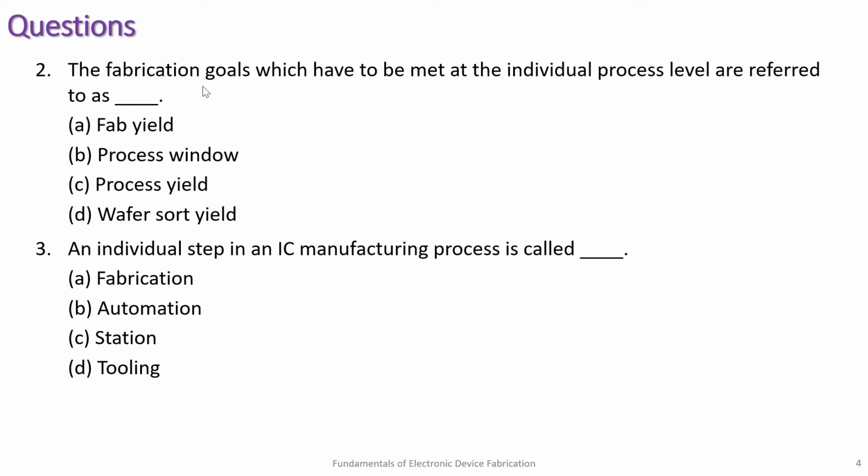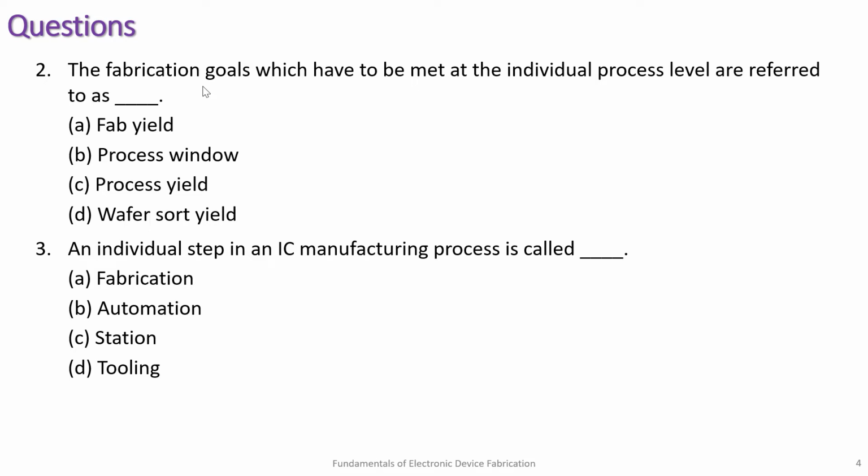No. Fabrication yield, if you remember the definition, means the number of wafers out divided by the number of wafers in, right? So it is related to the wafer. And wafer sort yield is the number of good dies out divided by the total number of dies in. So A and D won't be the answer. It is either process window or process yield. What is the thing that we have to achieve in each station? No, process yield is also not right. So it's actually process window.